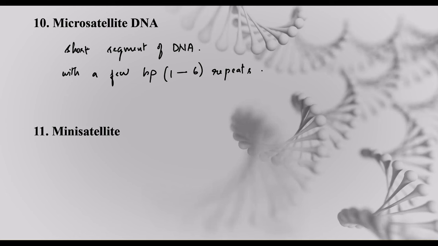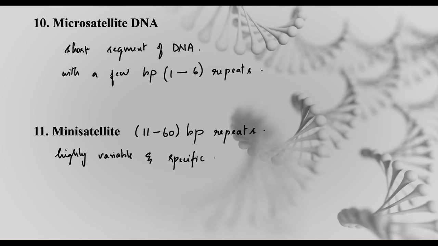Then coming to minisatellite DNA, here about 11 to 16 base pairs get repeated. This is highly variable and very specific for each individual. So as it is specific for each individual, it can be used in DNA fingerprinting.